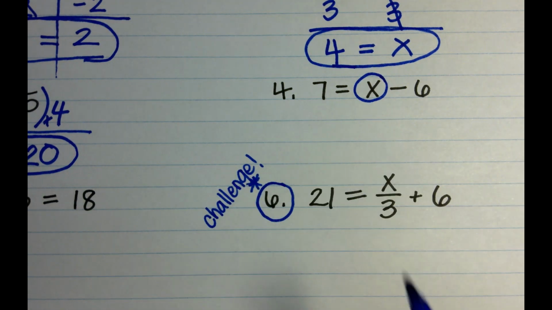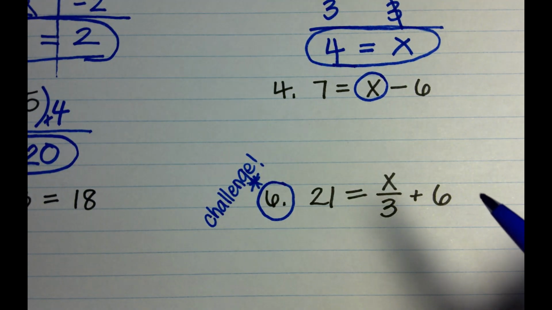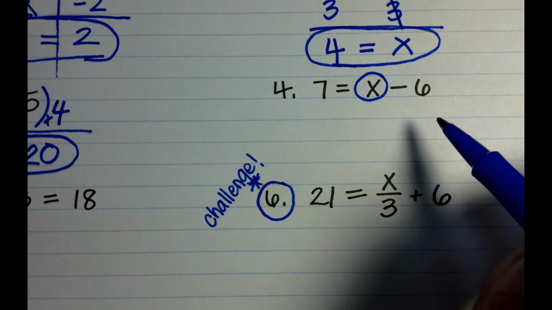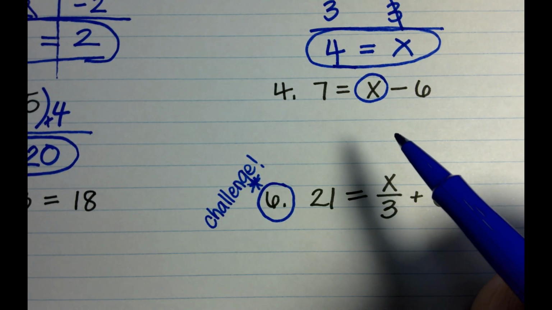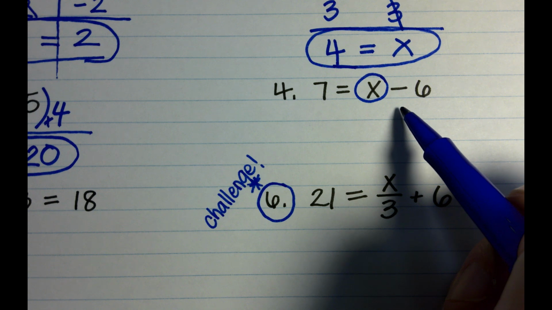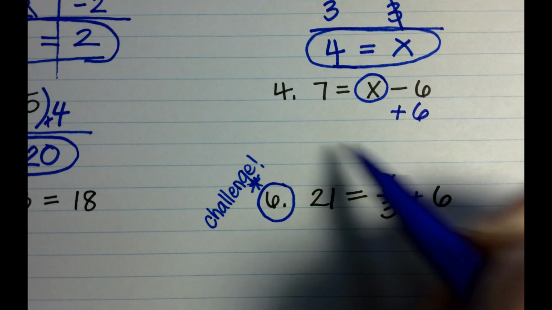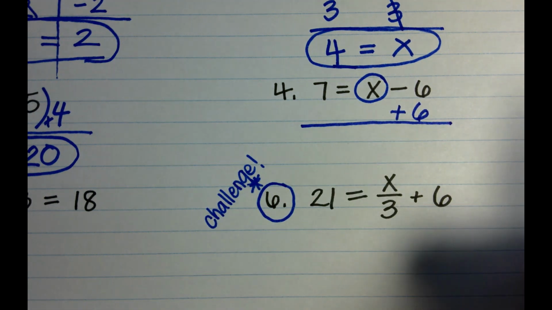We want to get x by itself. That means we've got to get rid of whatever is on the other side with x. So we have minus 6. How do I get rid of that? Yes, we add 6. Good. We're just doing the opposite.